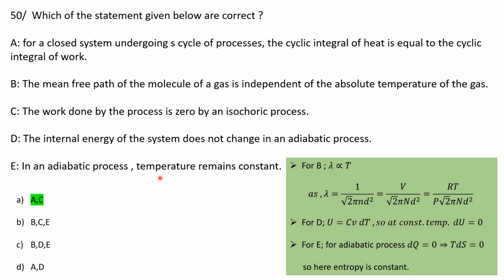Then in an adiabatic process temperature remains constant. As I have told you before, in an adiabatic process delta Q is equal to 0, and we know that dQ is equal to TdS. So here we can consider that dS will be 0, that is the change in entropy will be 0. So here entropy is constant, not the temperature. So option E is also incorrect. So our final answer will be option A, statement A and statement C are correct. So option A is the correct option.